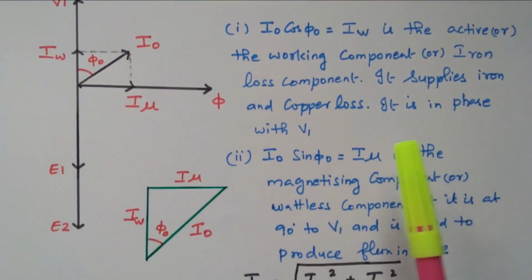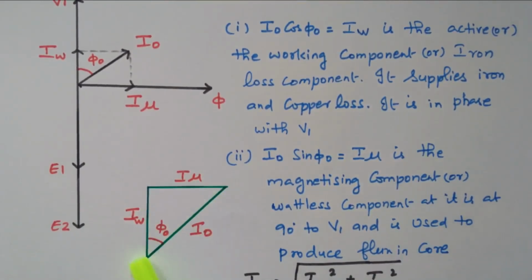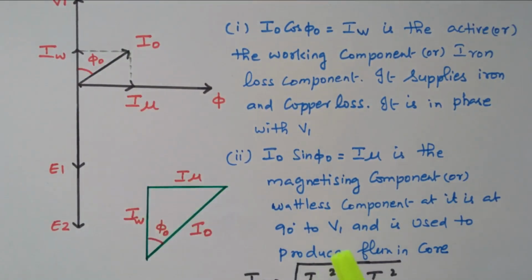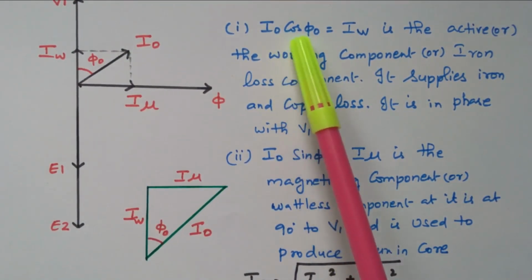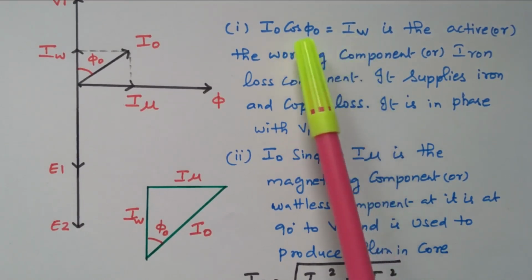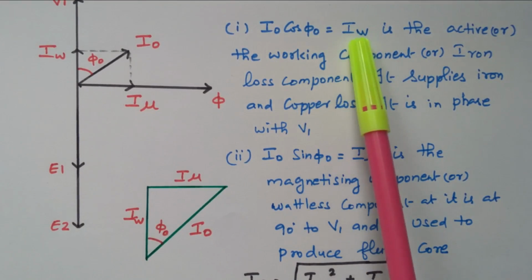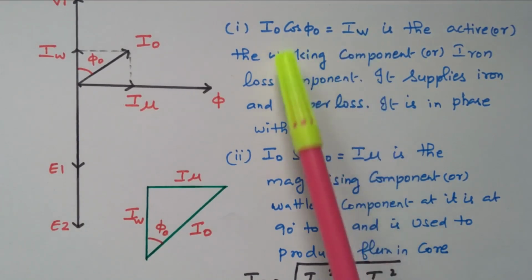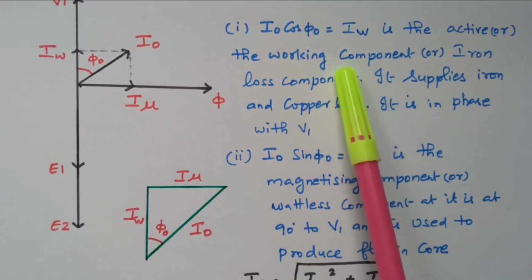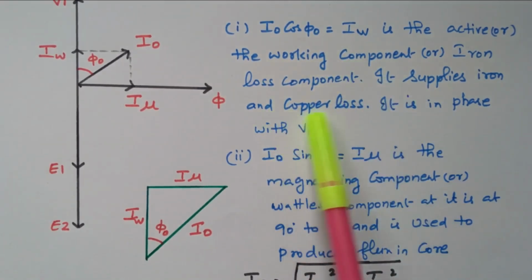So these two components can be calculated from this triangle. This triangle is drawn separately here. Based on that, we have I naught cos phi naught equal to IW, that is cos phi naught equal to IW divided by I naught. I naught is multiplied here. So this is called the working component or iron loss component. It supplies the iron and copper loss, in phase with the voltage.